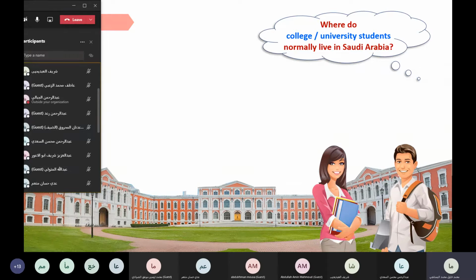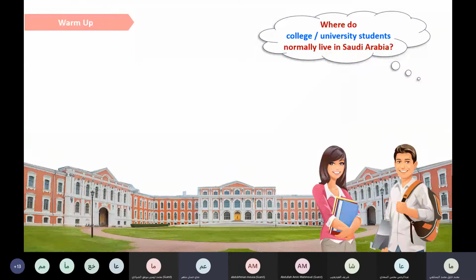Sure, some of the students who study here, where do they live? They live outside the college or with their families. With their families. Is it true? So here in Saudi Arabia, most university students live with their families. Good. But the ones who come from other cities, they live on campus or they live in an apartment.